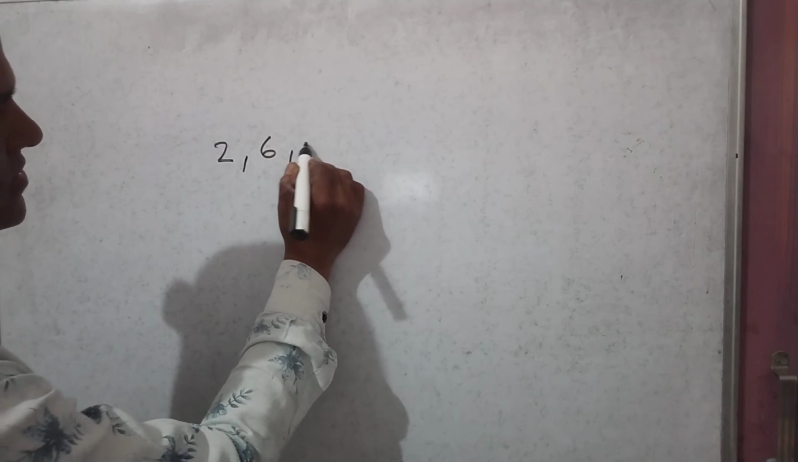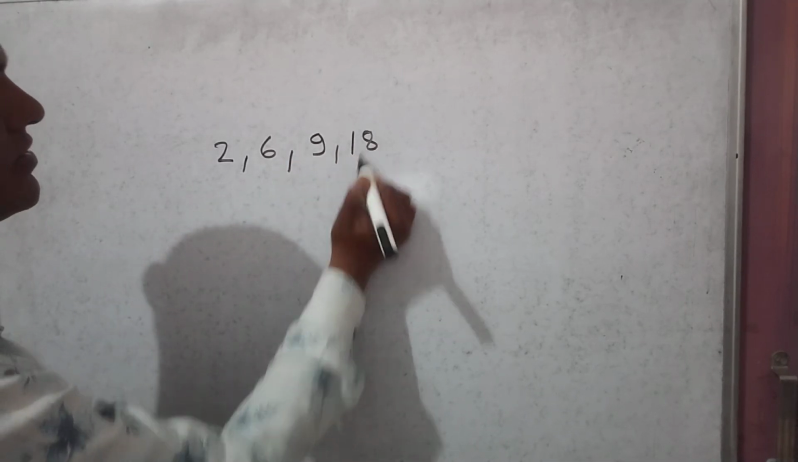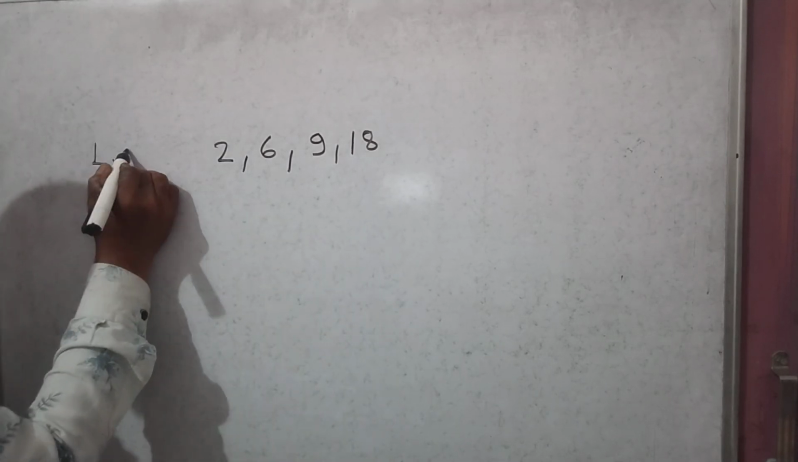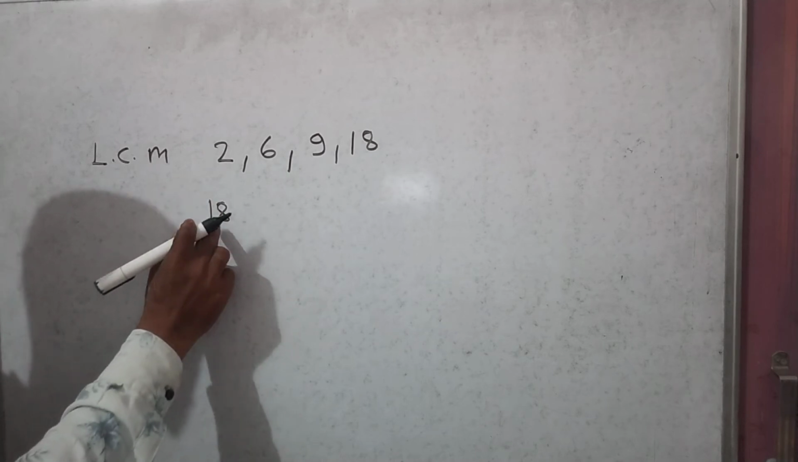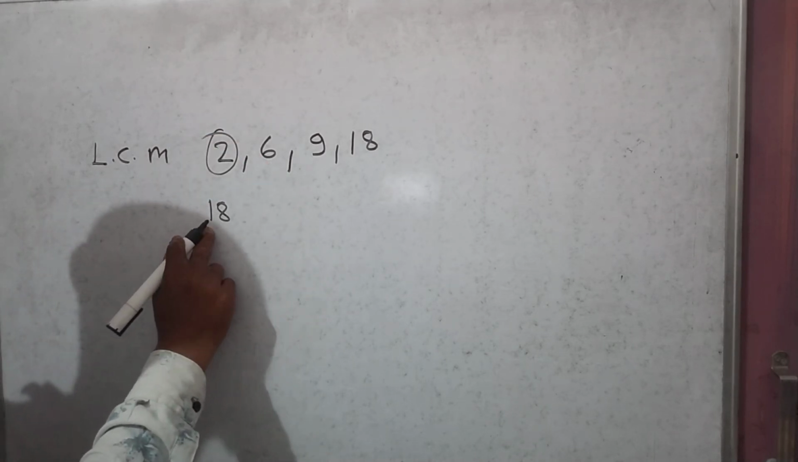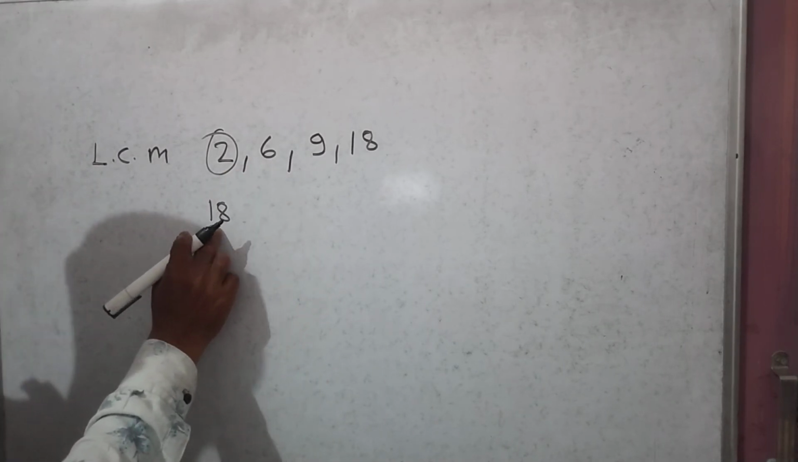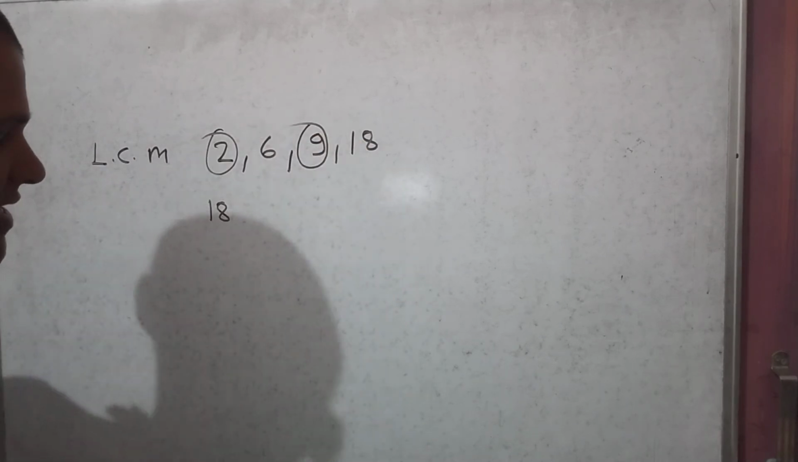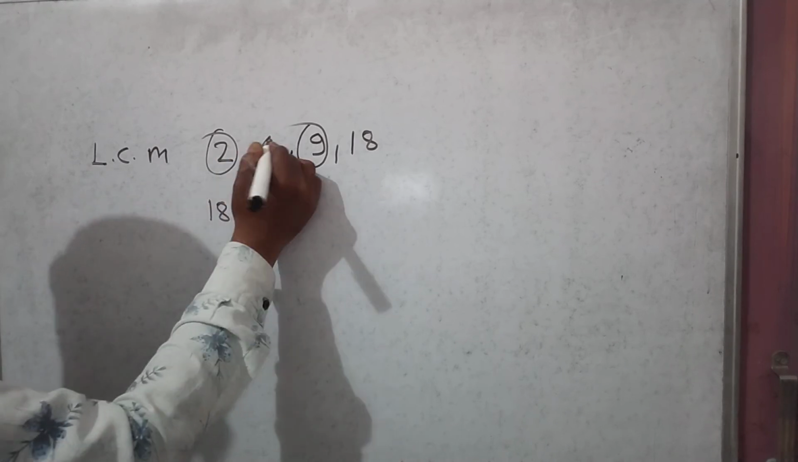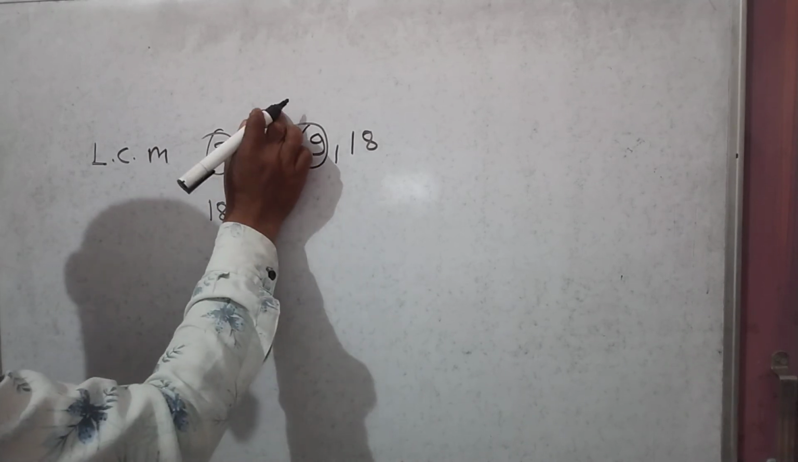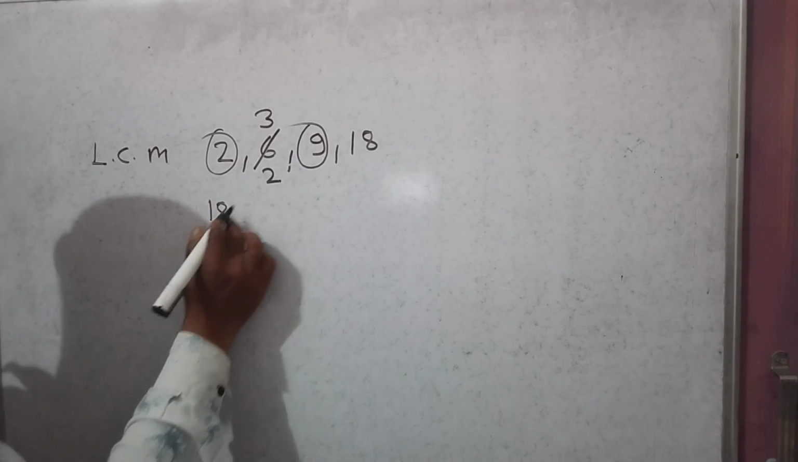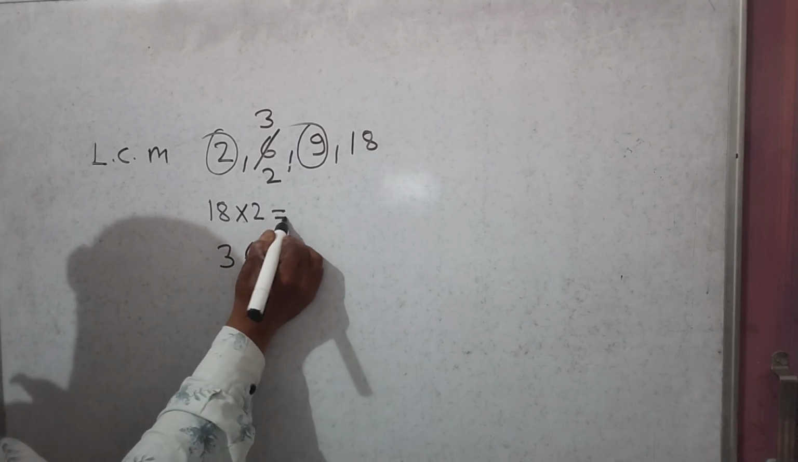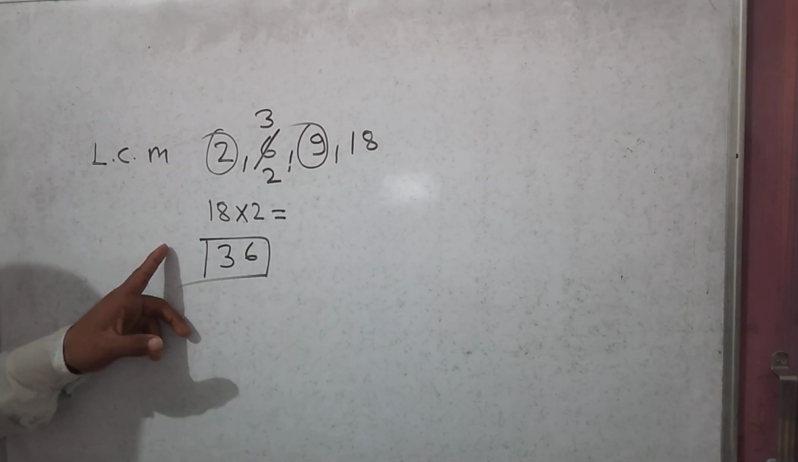Look at the next numbers: 2, 6, 9, 18. LCM of this series. 18 is the biggest number, so pick it. 18 is divisible by 2, so neglect it. 18 is divisible by 6, yes. 18 is divisible by 9, yes. So the LCM of these numbers is 18.